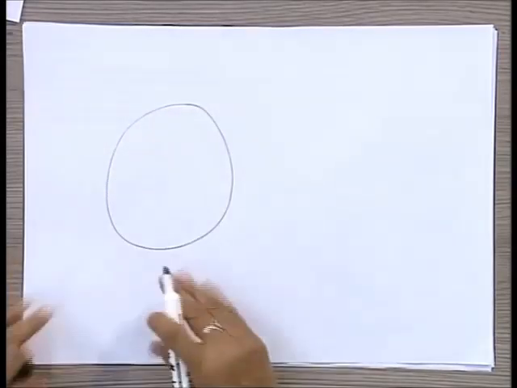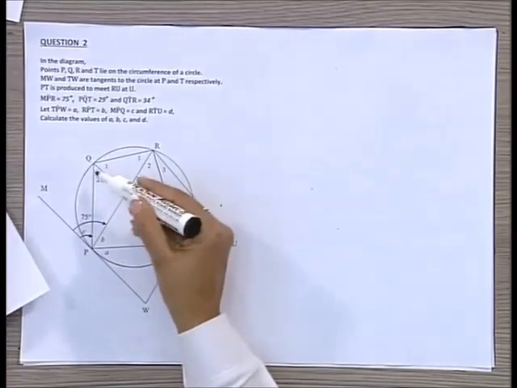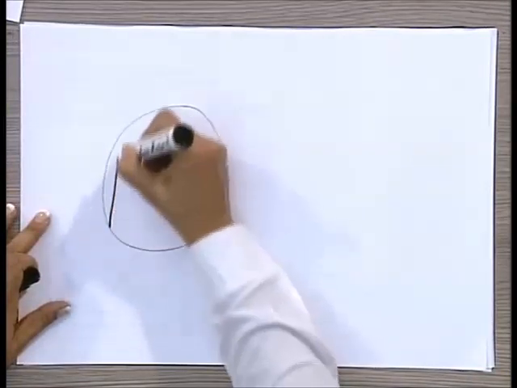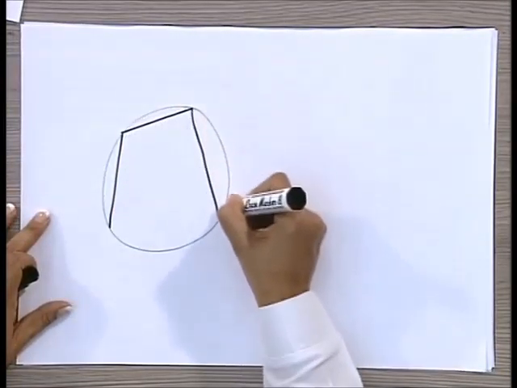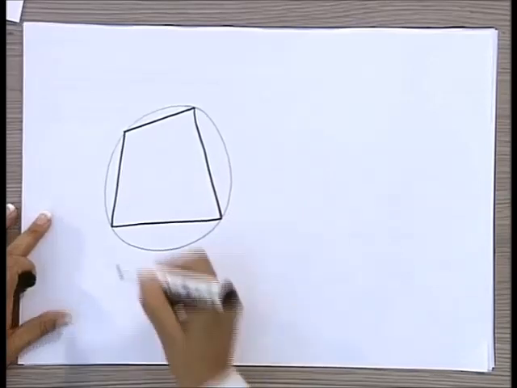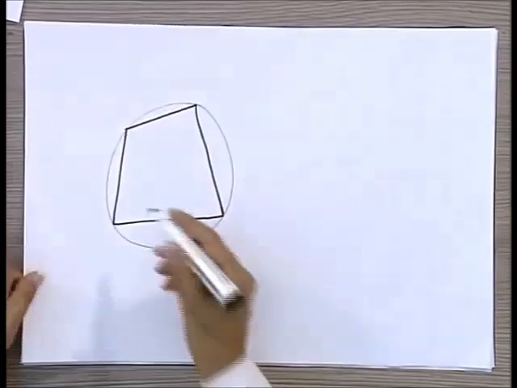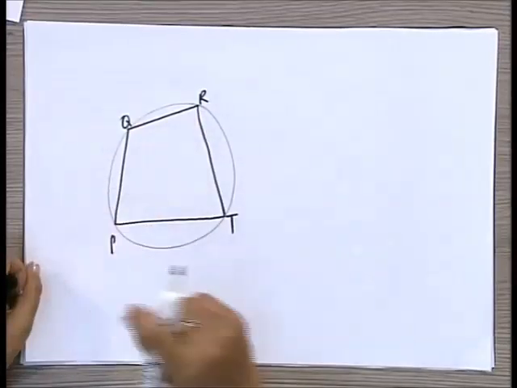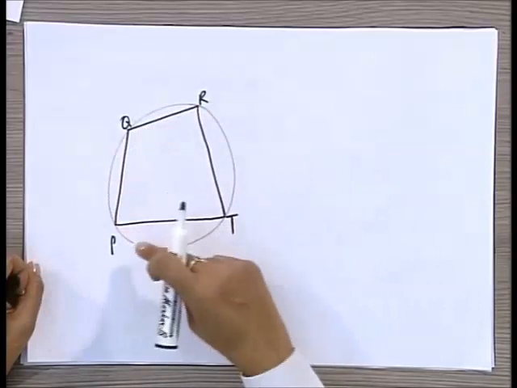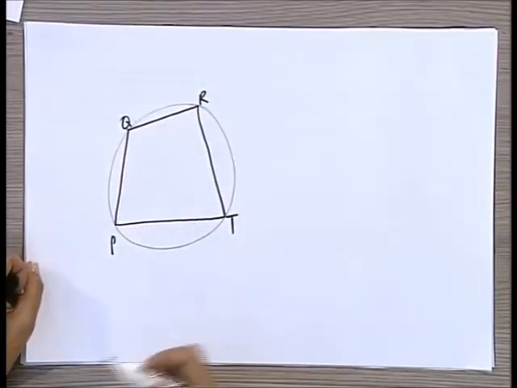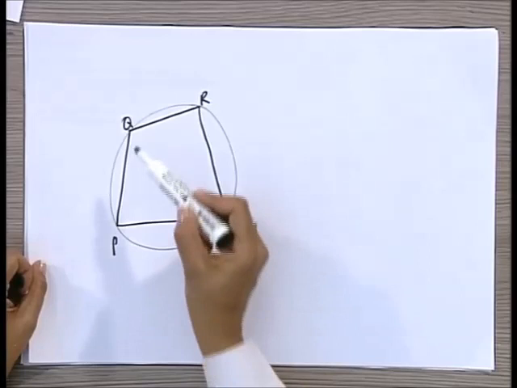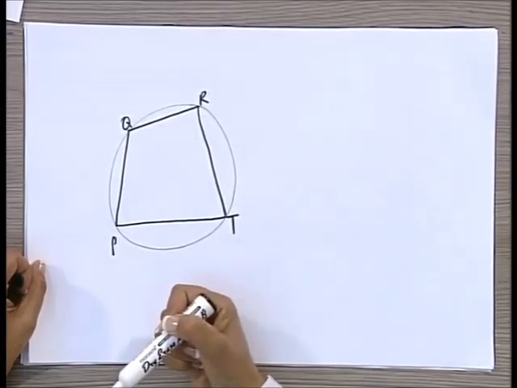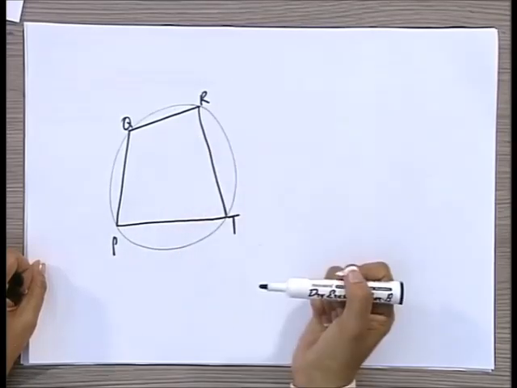They told you that P, Q, R, T is on the circumference of a circle. What does this figure then tell me? What is this, grade 12s? This immediately is a cyclic quadrilateral, because the definition of a cyclic quadrilateral says all 4 points lie on the circumference of the circle. So this is a cyclic quadrilateral.